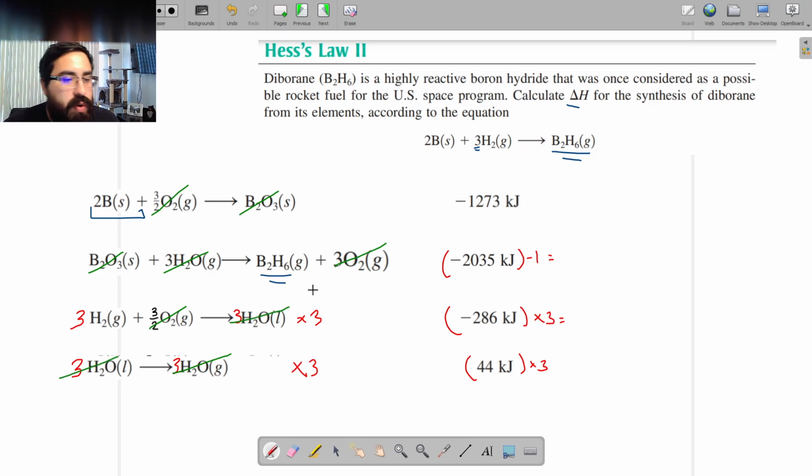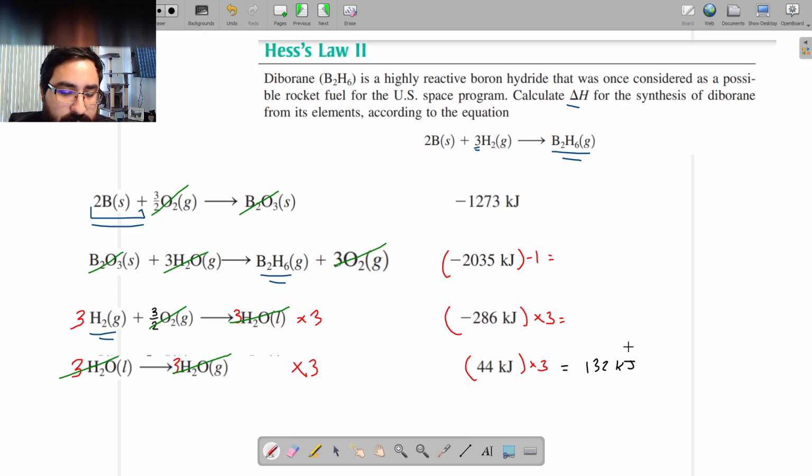And now let's check if everything that we need is in the correct spot. This H2s, B's, boom. The three things we need are in their correct spots, everything else is canceled, which means all we have left to do is add up all of our delta H's. So let's go ahead and do a little bit of math. That 44 times 3, hello, calculator. 3 times 44, that's equal to 132 kilojoules.